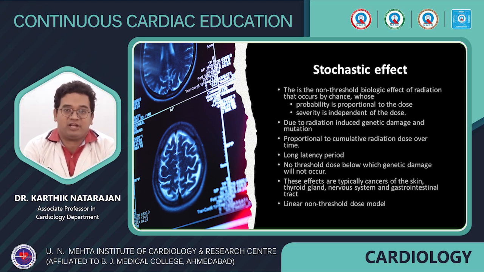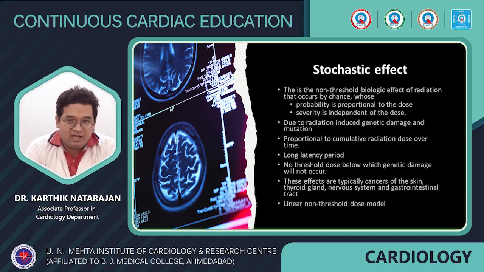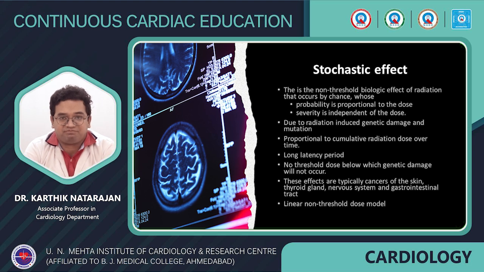This is the non-threshold biologic effect of radiation that occurs by chance, whose probability is proportional to the dose, while its severity is independent of the dose. That is the radiation-induced genetic damage and mutation. It is proportional to the cumulative radiation dose over time. This has a long latency period. There is no threshold dose below which genetic damage will not occur. These effects are typically cancers of the skin, thyroid gland, nervous system, and the GI tract, and there is a linear non-threshold dose model.